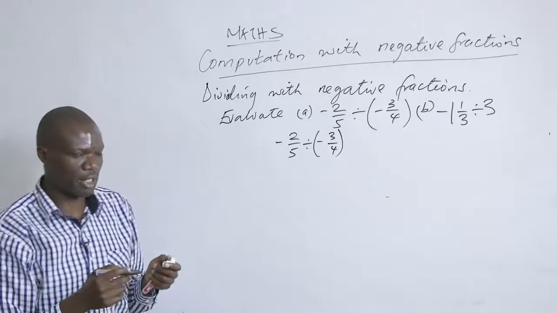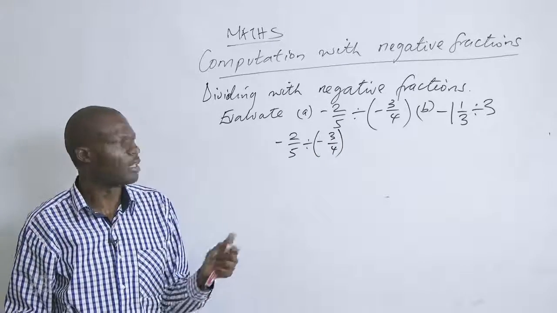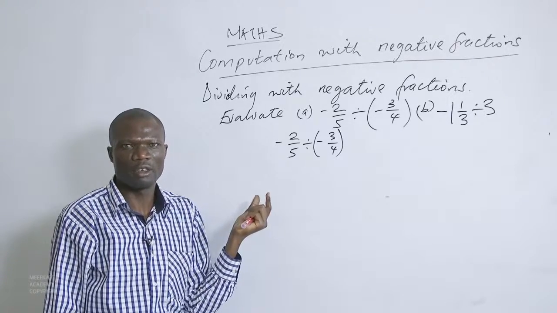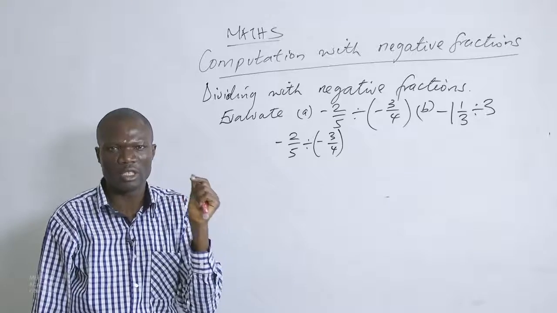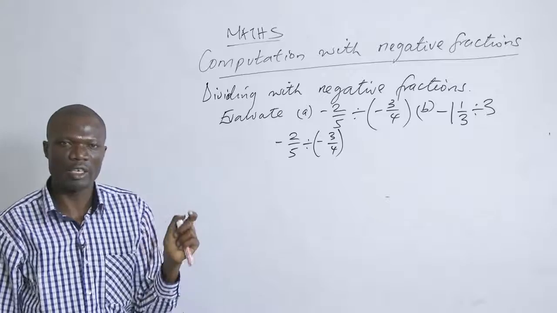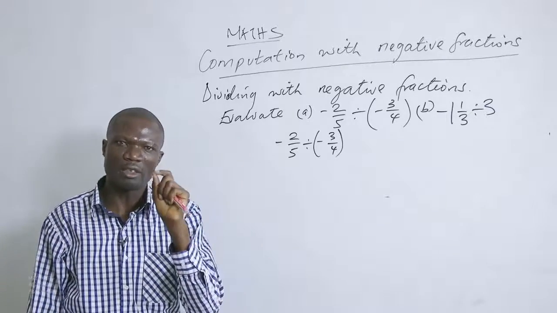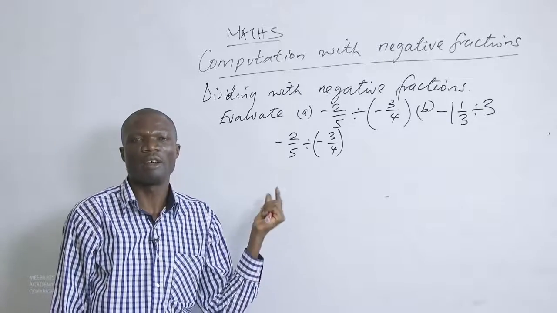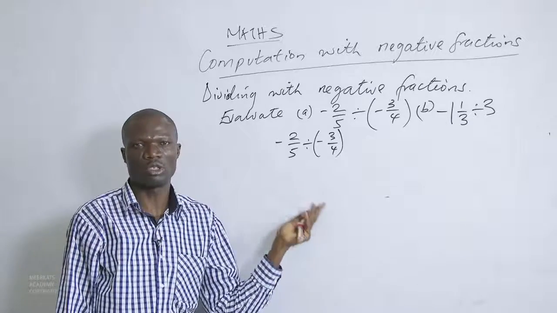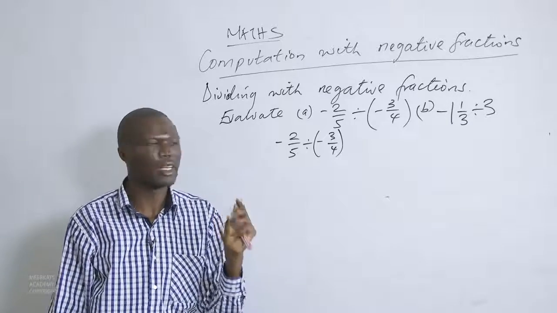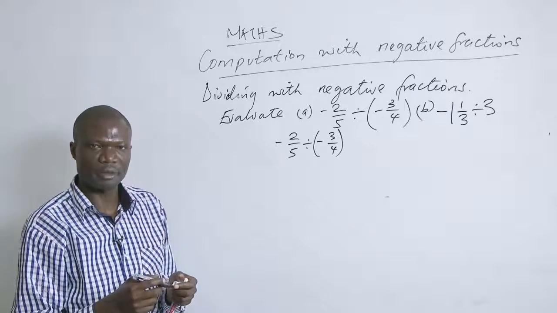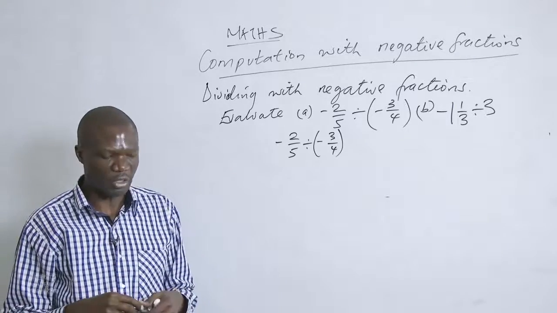When you look at the first part, you will notice that what we have is simply the quotient of negative fractions. The rules say that when you are taking the quotient of negative fractions, the result will be positive because the two fractions have the same or like signs. So in this particular case, already we know what we are going to get. It's going to be a positive.